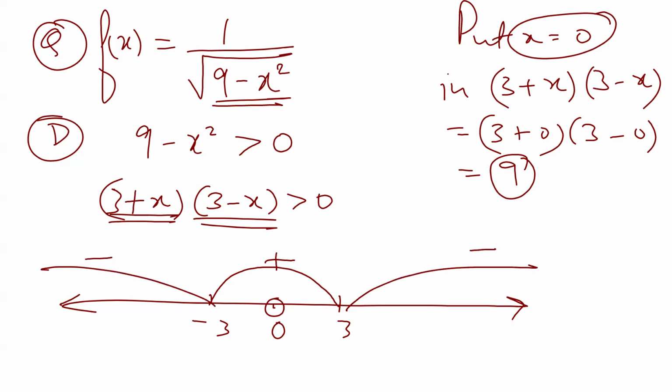Now this time this is greater than 0. Greater than 0 indicates positive, right? So y belongs to minus 3 comma 3. Sorry, x belongs, not y, I'm sorry. x belongs to minus 3 comma 3, right? So that's the domain. That's the domain for this particular function.